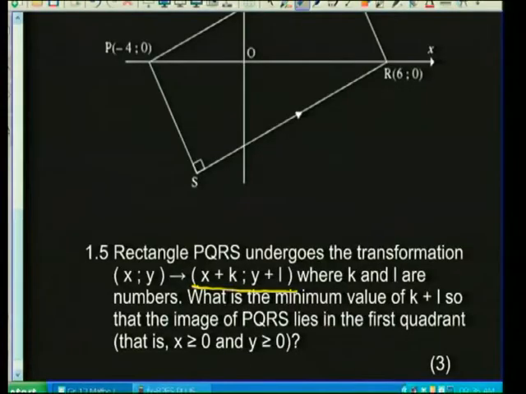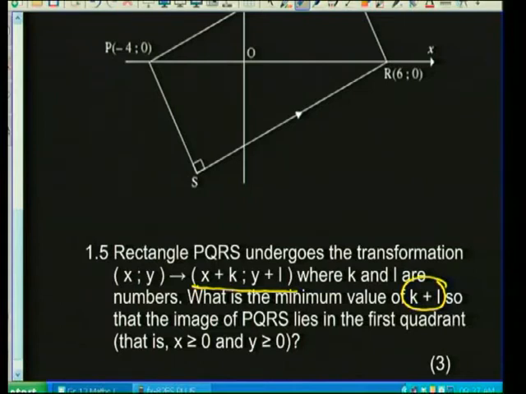So it says that we are going to transform x, y, each point of the rectangle, in the following way: x plus k, y plus l, where k and l are numbers. Okay, so that just means that I'm moving in a certain way. Now here's where I've got to read carefully. What is the minimum value of K plus L so that the image of PQRS lies in the first quadrant?